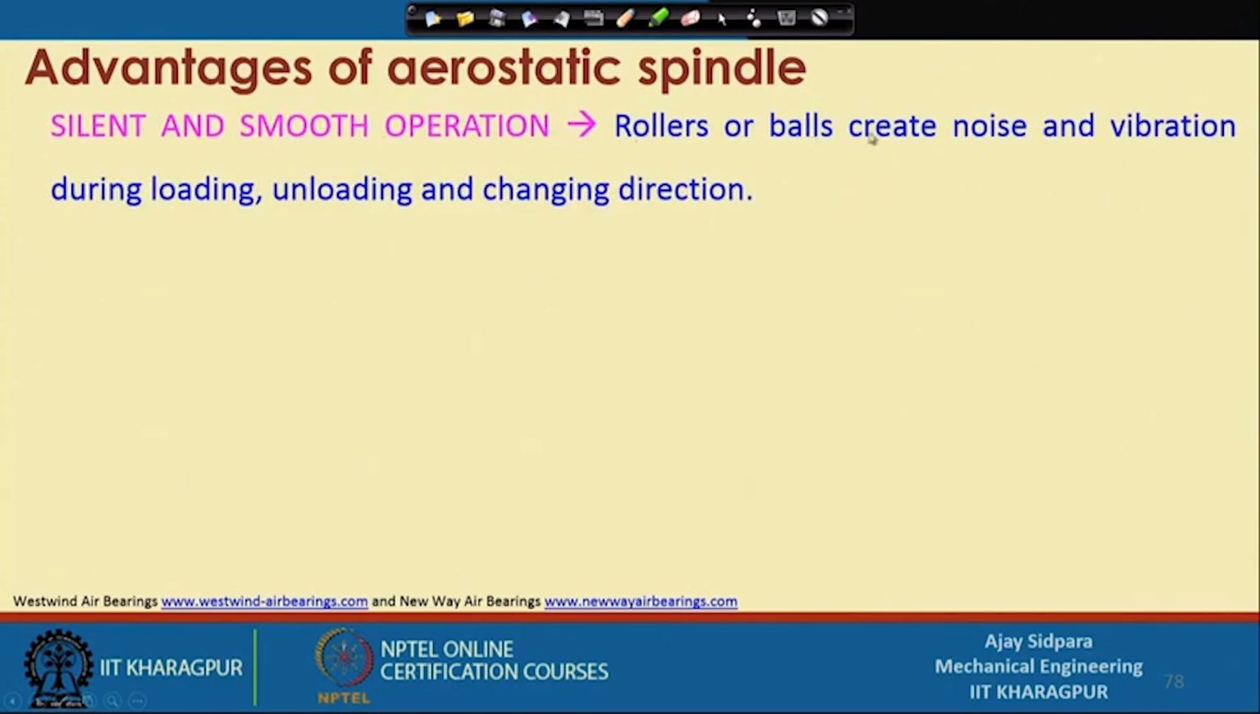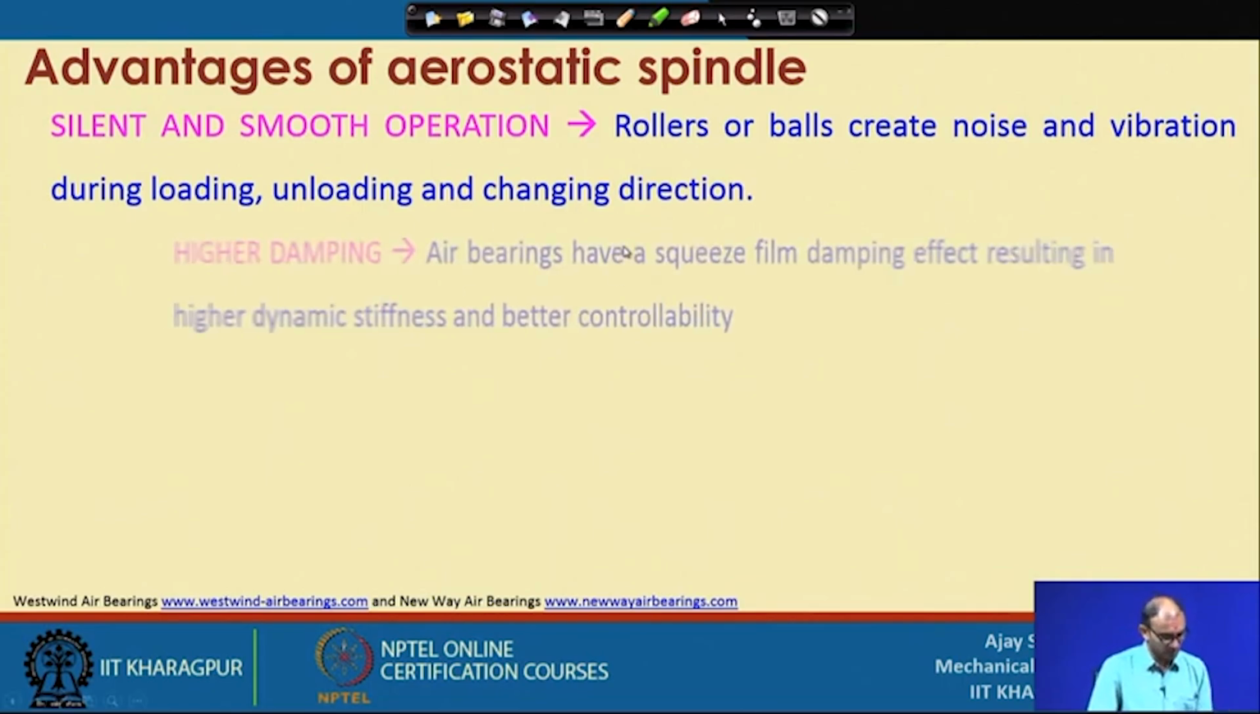Silent and smooth operation. Roller or ball creates noise and vibration during loading, unloading and changing directions. So, that is one of the advantages here, that noise is also sometimes not good for the operation, because if you are adding some type of echo sensor, which is based on some type of signals created by the noise, then it will create some type of disturbance. When you are getting a smooth motion, that is sometimes very good for the operator also, that he is not working in a noisy environment. During loading, unloading and changing direction, every time you will get some type of noise and vibration if you are using roller and ball type of bearings.